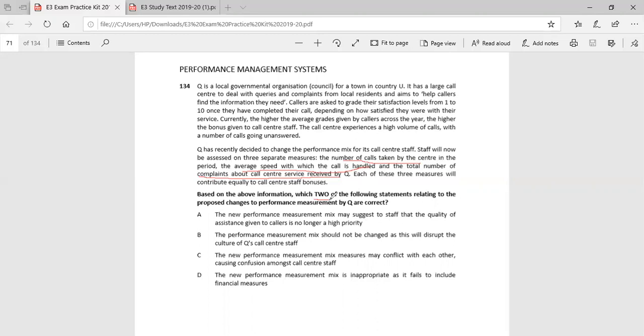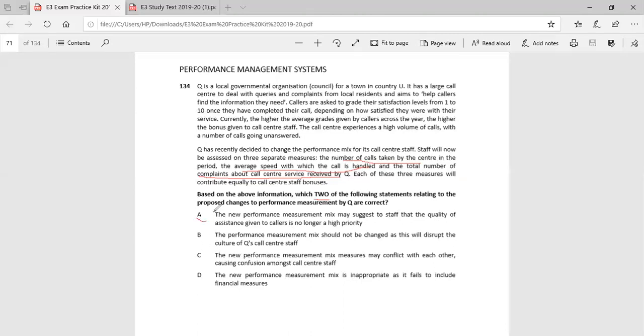The new performance measurement mix may suggest to staff that quality of assistance given to callers is no longer a high priority. Are they focusing on quality? All three measures are not focusing on it. They are only looking at the quantity aspect: the number of calls taken by the center, the speed with which the call is handled. That means they are not listening to the caller's complaint. They are in a rush to finish it off. So that is another issue. Therefore, the quality aspect is not considered there. So we can go with A. A is one option.